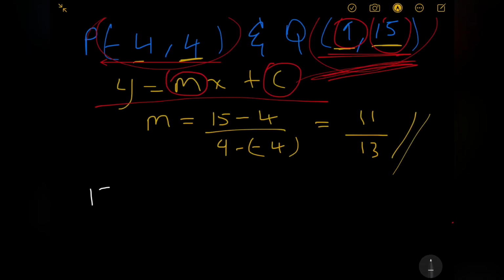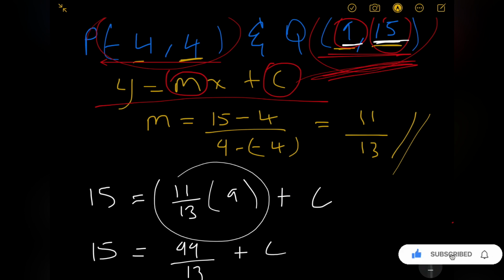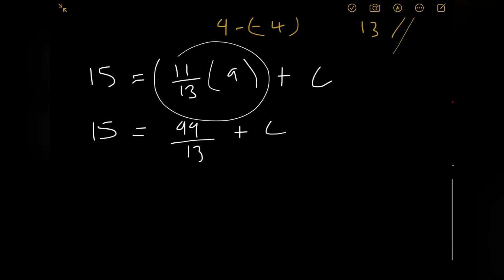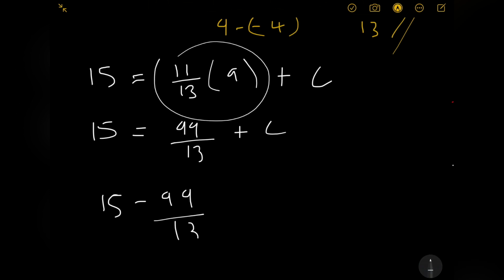So y would be 15. Remember, we're putting in this 15 for y and this 9 for x. And our m is 11 over 13. We multiply that by our x, which is 9, and we add c. When we multiply these, we get 15 equals 9 times 11, which is 99 over 13, plus c. Then we subtract on both sides, so we have 15 minus 99 divided by 13 equals c.